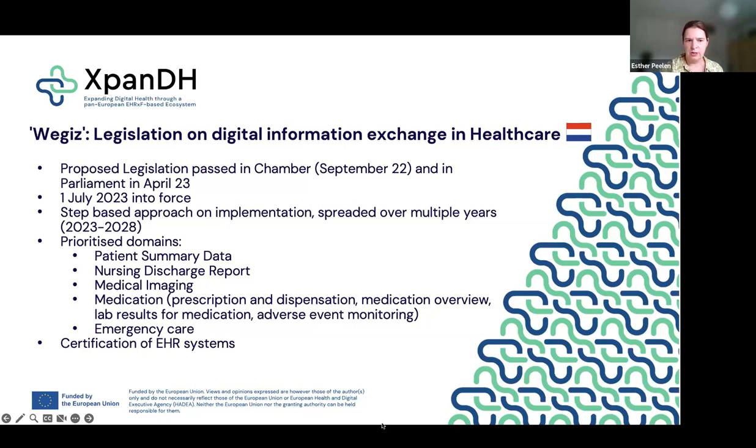The last point covers certification of EHR systems. So we want to make sure that we prevent vendor lock-in and also achieve real interoperability. So the information must be exchangeable between various systems. And for this, we have a certification process in place to make sure that we can actually test that the information is really going from one system and can be processed by the receiving system. Next slide, please.